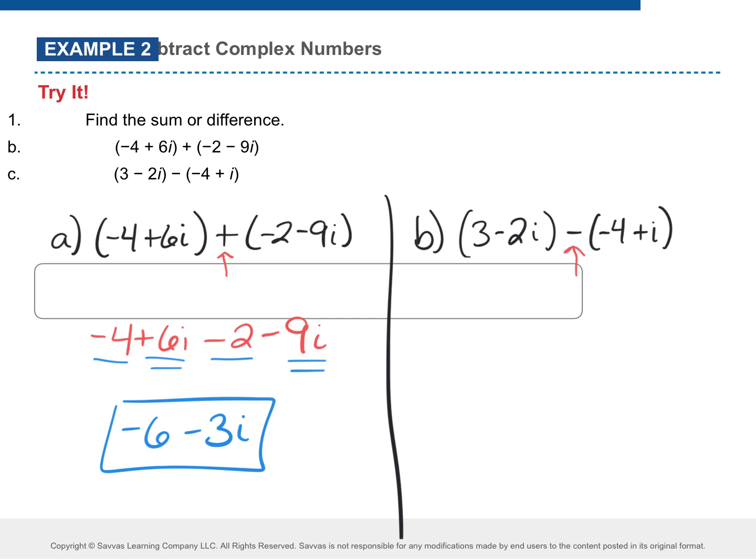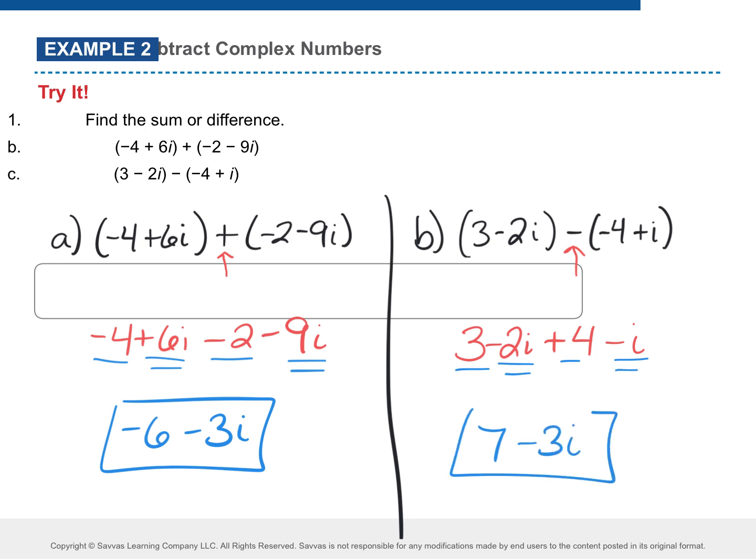What do I do for the second one? What operation's happening? Subtracting. So what's happening? Change the signs, right? So I have 3 minus 2i, and then I have plus 4 minus i. And then what do I do from here? Yep, 3 plus 4 is 7, negative 2i minus i is negative 3i. Good.